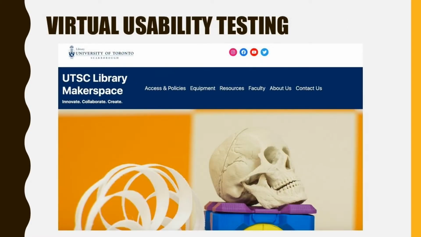Fast forward to July 2021, when the library launched a new pilot website for the makerspace. Due to COVID and the ongoing lockdown, we hadn't had the opportunity to do any testing prior to launch. However, we still felt that it was important to get user input on the site to see if we could make any improvements. With this goal in mind, our 3-member team set up to conduct remote moderated usability testing for the first time in spring 2022.